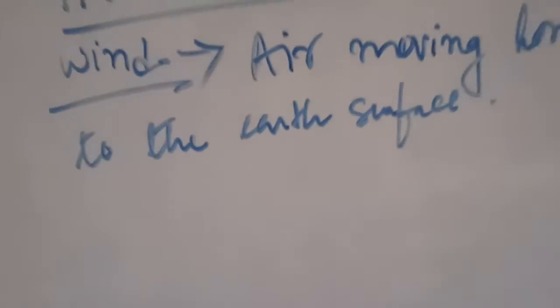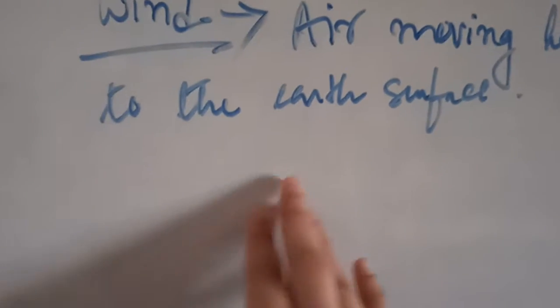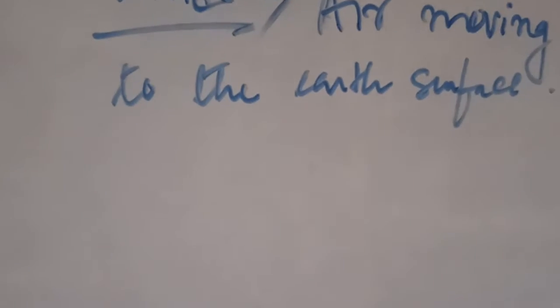So let us first see what is the definition of the wind. The air which is moving horizontally to the earth's surface, we are calling it the wind. So what is wind? The horizontal movement of the air on the earth's surface, we are calling it the wind.